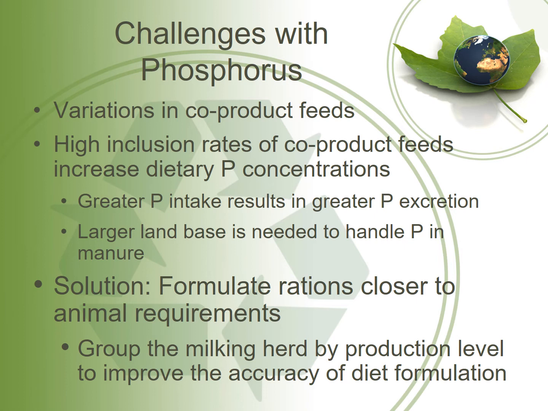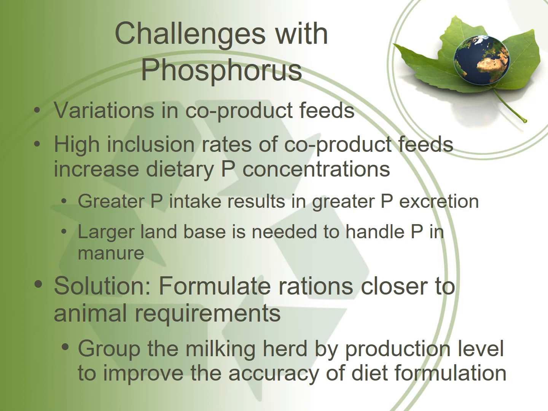There can be a lot of variation in the feeds. And when we're including high inclusion rates of these co-product feeds, that's going to increase phosphorus concentrations, which then increases phosphorus intake, which increases phosphorus excretion. And then we need a larger land amount to handle all of the phosphorus in the manure. So that can be a really big problem.